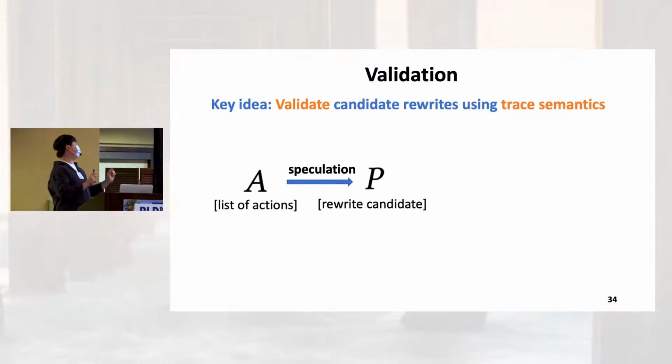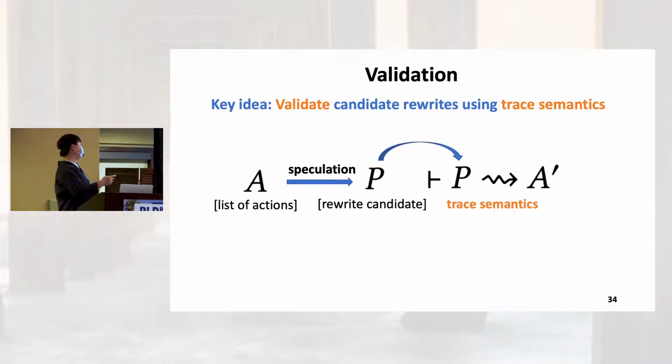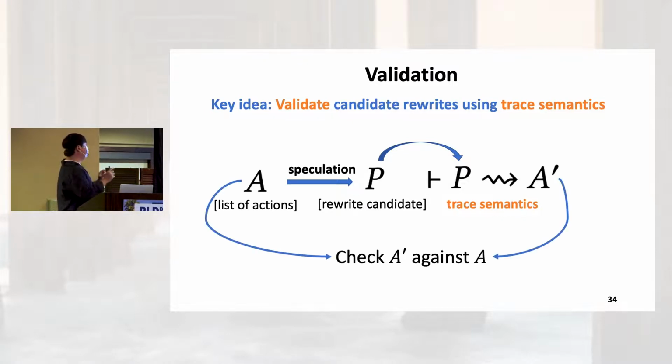Recall that we have a list of actions A, and after speculation, we get a bunch of rewrite candidates, right? And we want to know if that's correct. So we feed them into an evaluation engine designed by our trace semantics, and we can evaluate this program and generate a new action trace A prime. By comparing A prime and A, we can see if this rewrite is valid and which part it can rewrite.